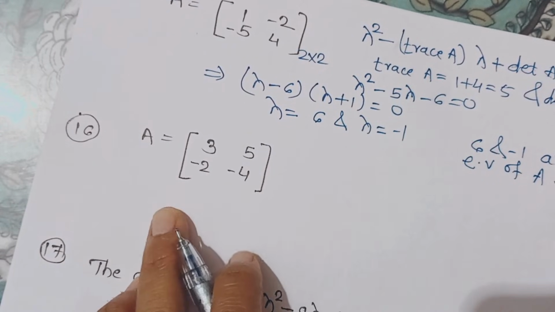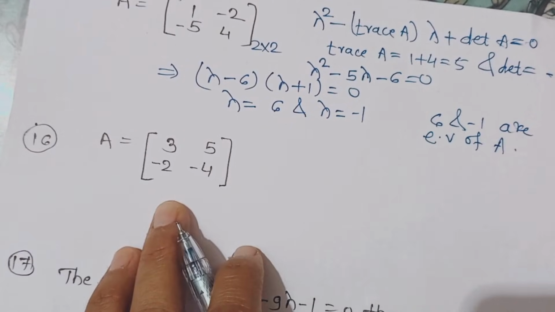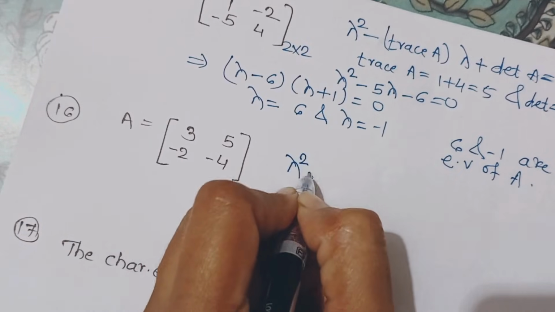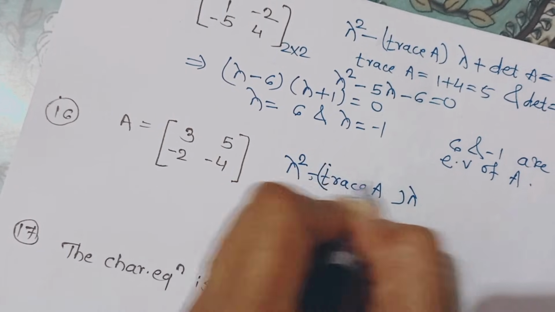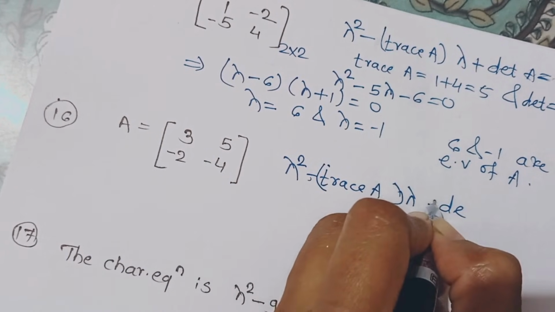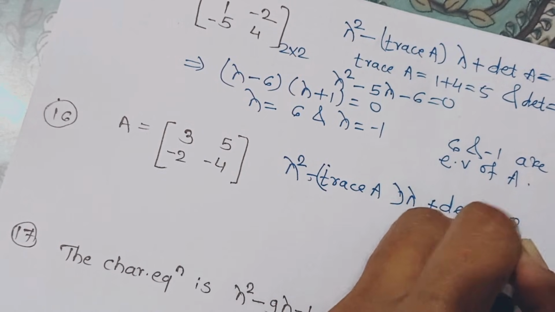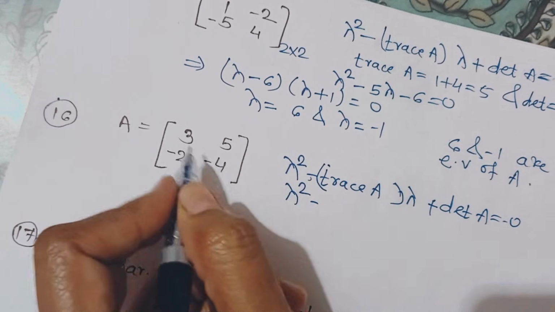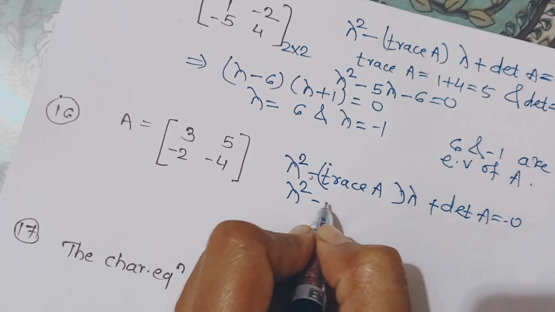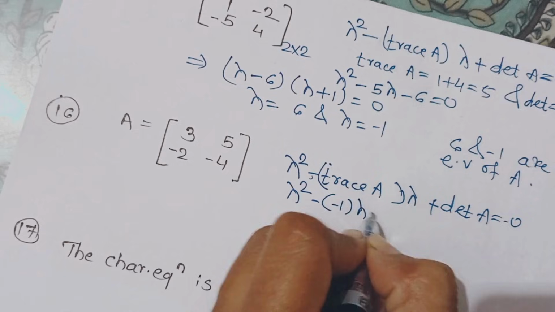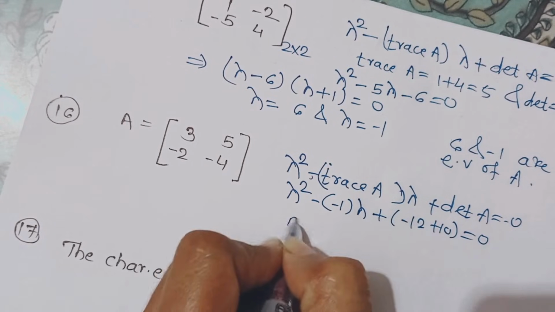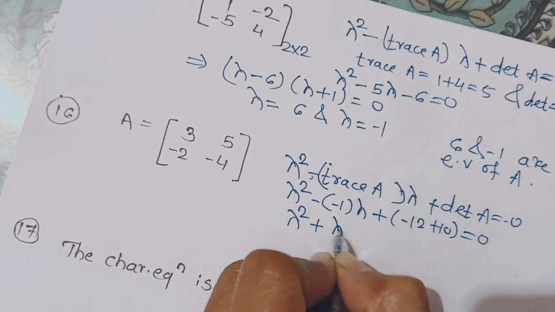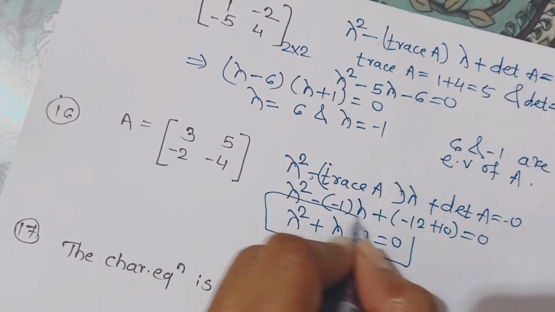Next question is, matrix A is given and we have to find the characteristic equation of this matrix. Again, the characteristic equation is lambda square minus trace of A into lambda plus determinant of A is equal to 0. Trace is 3 minus 4, that is minus 1. So minus 1 into lambda, and determinant is minus 12 plus 10. That means lambda square plus lambda minus 2 equal to 0. So this is the characteristic polynomial for this matrix A.